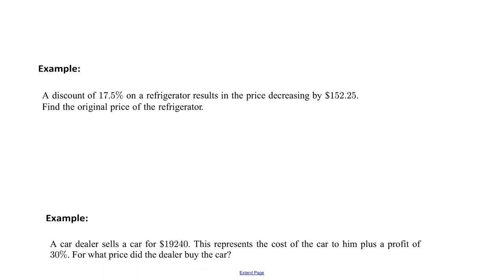So in this particular case, we could say a discount of 17.5% on a refrigerator resulted in the price decreasing by $152.25. What do we do here, finding the original price? Well, we say that 17.5% of the original price is equal to $152.25. So let's take this down now to 1%.